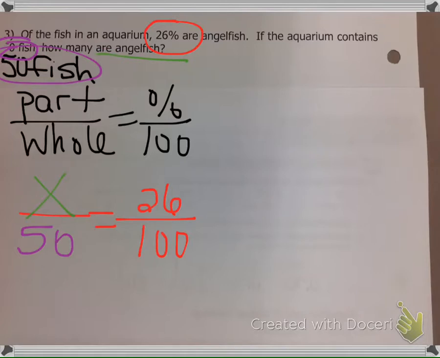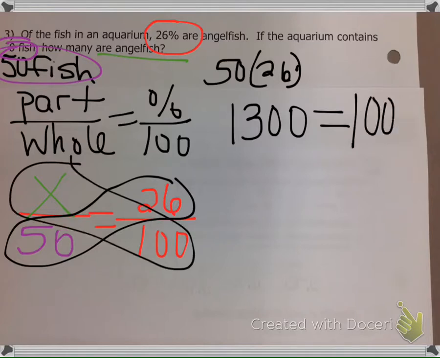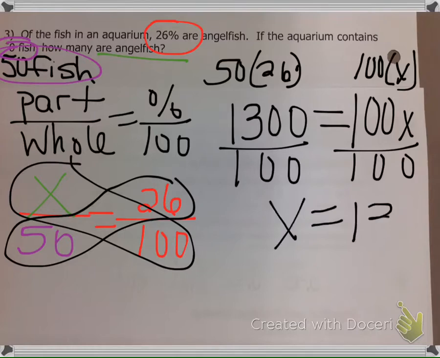The part that's angelfish. So now you're going to solve this and you're going to cross multiply. Okay, you get 50 times 26, which is 1,300. I'm just going to write that out. That's how I got that. And x times 100, which is 100x. 100 times x. Okay, and you divide by 100. Oh, it does work out perfectly. Sorry, I wasn't thinking properly. And x equals 13. So we have 13 of the fish are angelfish.